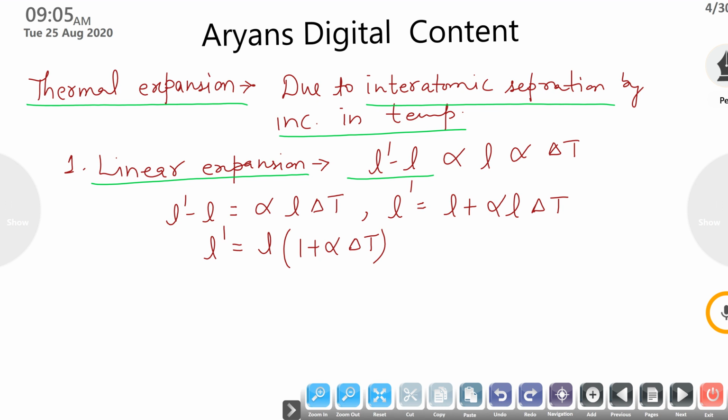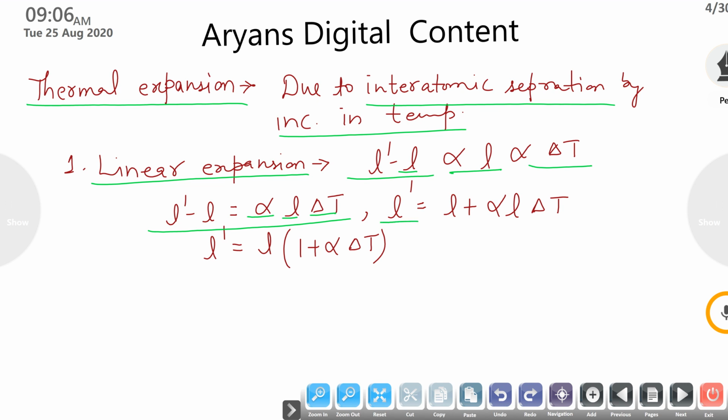L dash is your final length, L is your original length. So L dash minus L is the increase in length. It is directly proportional to original length and also directly proportional to the change in temperature. So if we combine all these parameters, L dash minus L is proportional to L delta T, and the proportionality sign can be removed by taking a constant, that is alpha. Alpha is nothing but the coefficient of linear expansion. Its value depends upon the object that is to be expanded.